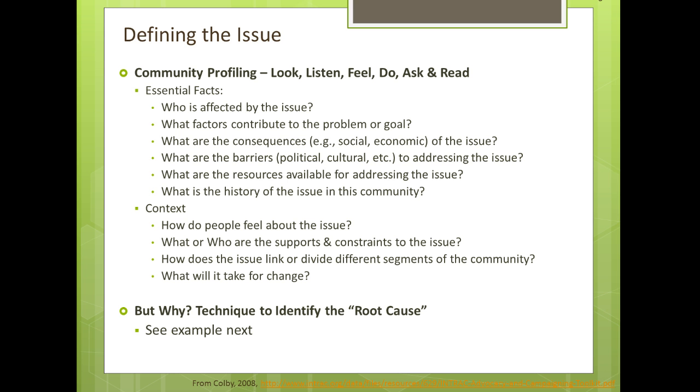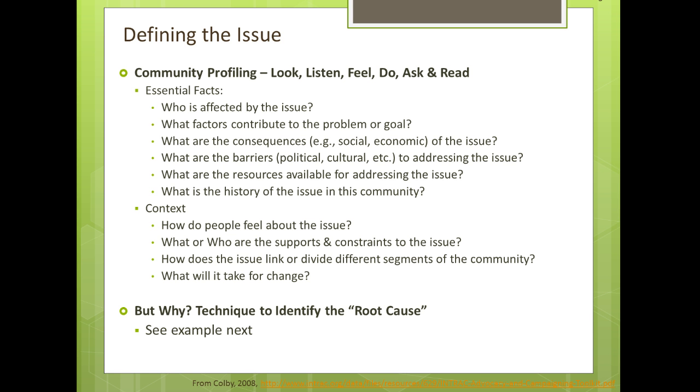Community profiling is something we've already discussed, and these are just a few more questions that you might want to use in guiding a conversation you might have with a stakeholder, or in information that you're looking for in research literature, on a website, in a community's epidemiological statistics, things like that.